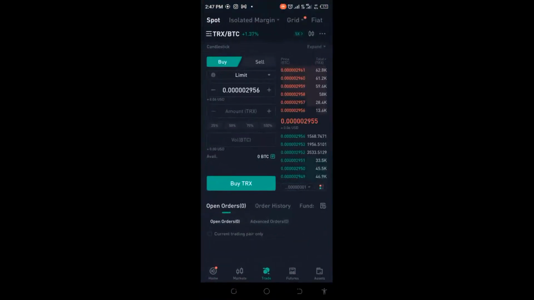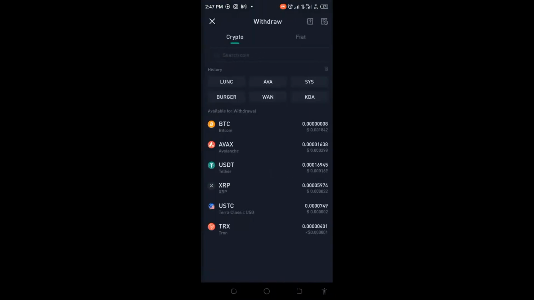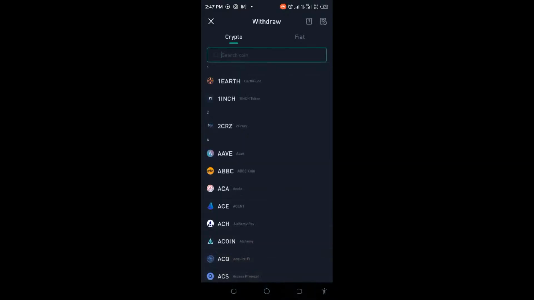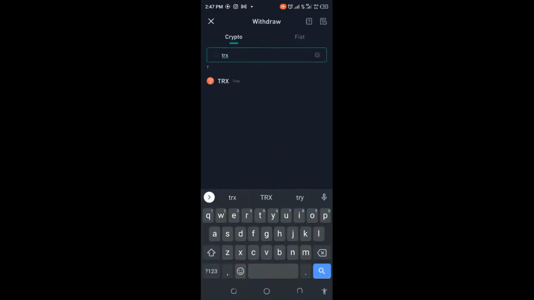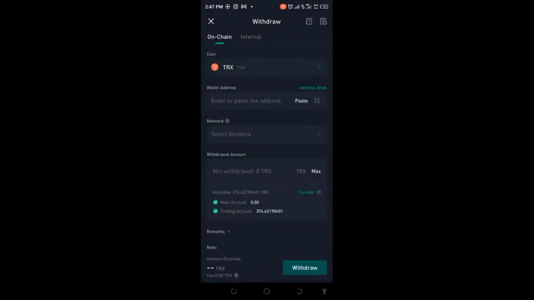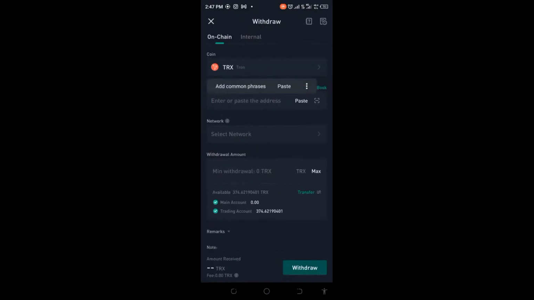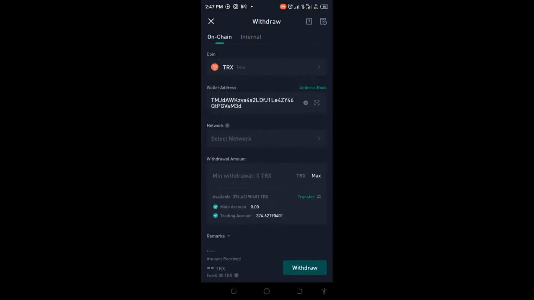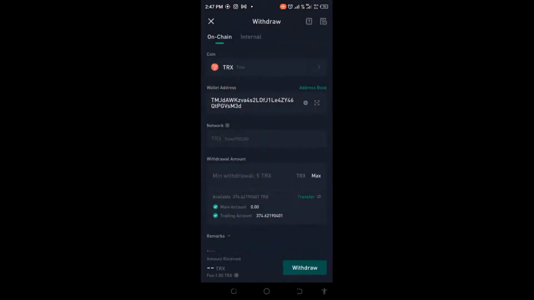Okay, so right now we're just going to withdraw it from here. Withdraw, and it's going to be TRX. Okay, you can see it already has highlighted that. Let's just put that there. TRX. So we have this here. Okay, so what do we have? Let's put in the wallet address. Great, and then the network is TRC20, and then we're going to put in max everything that is here.